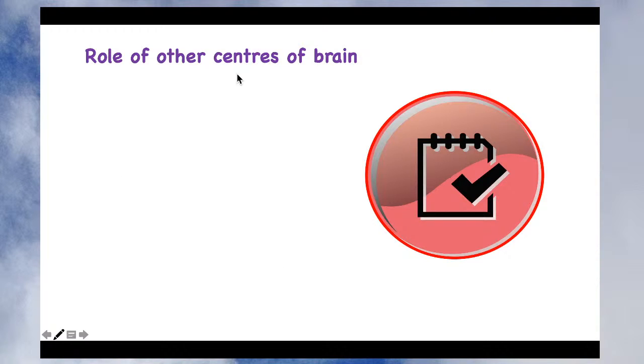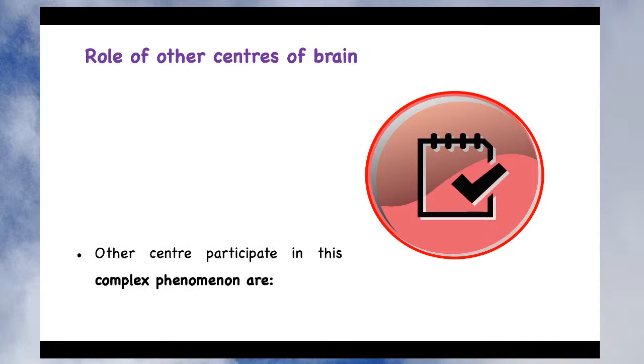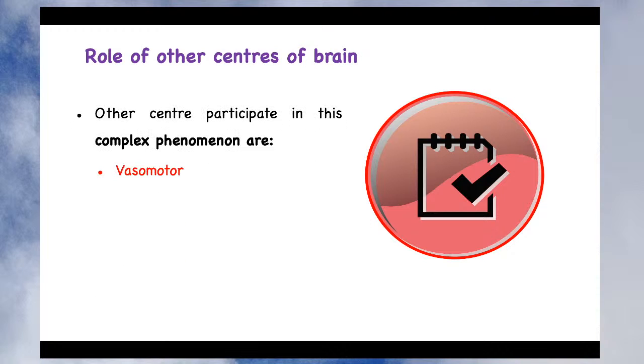Let's see what is the role of other centers of the brain. We have till now studied two important centers, the vomiting center and the chemoreceptor triggering zone. But remember that vomiting does not occur only due to these two centers. In addition to this, other centers are also involved in the process of vomiting, including the vasomotor center. The vasomotor center especially modulates the contraction and dilatation of your blood vessels. If there is disturbance in the vasomotor center, then it may also give stimulus to the vomiting center to induce vomiting. The next center is the cough center.